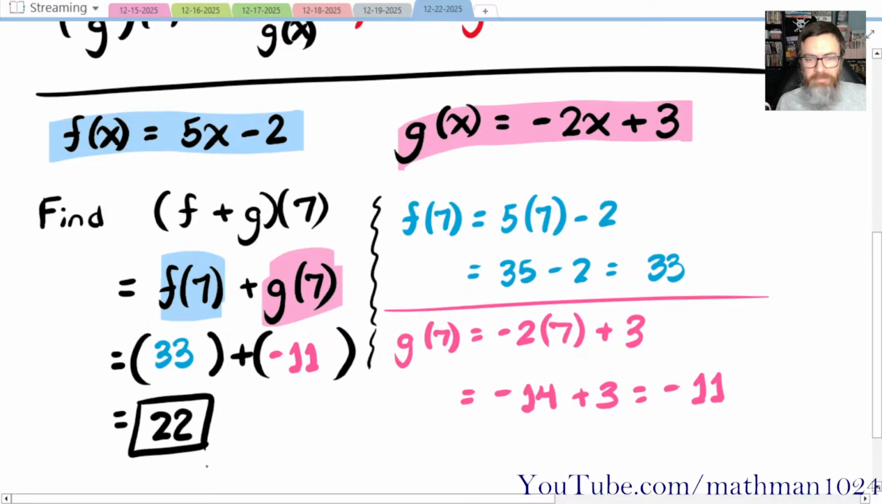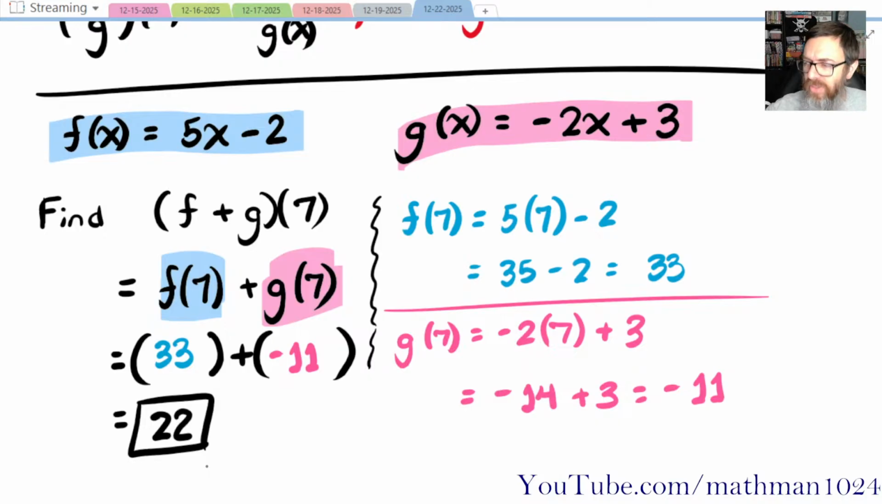So you evaluate these two functions individually, and then you bring them together according to what the notation says. This says f plus g, so you add the results.